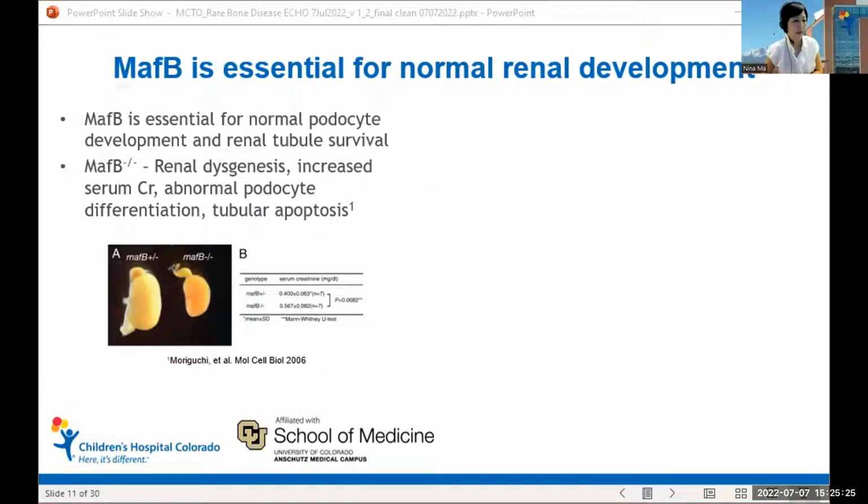So MAFB is expressed in diverse cell types. Relevant to MCTO is its expression in the developing kidney. MAFB has been shown to be essential for normal podocyte development as well as renal tubule survival. And in the MAFB homozygous mutant mouse, they demonstrate a renal hypoplasia and dysgenesis, as well as increased serum creatinine levels early on in life. And the histology demonstrates abnormal podocyte differentiation as well as tubular apoptosis.